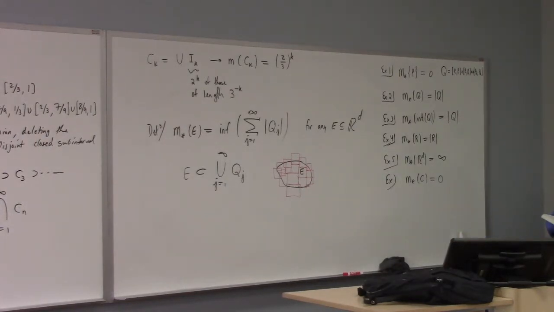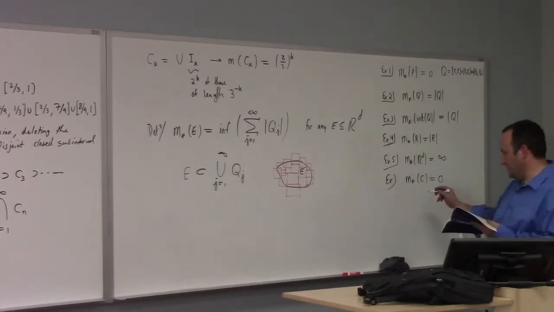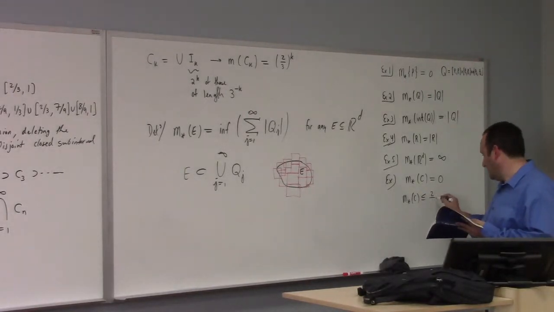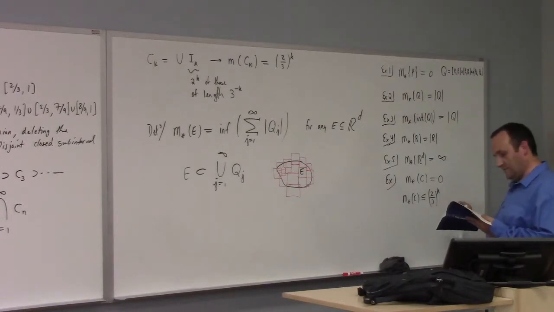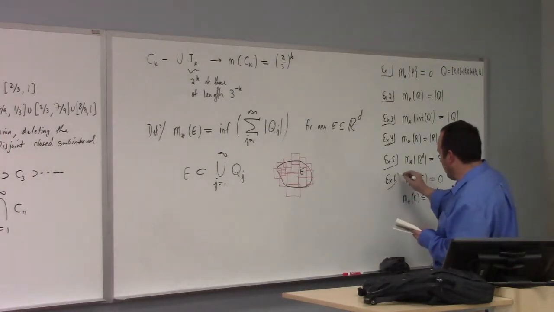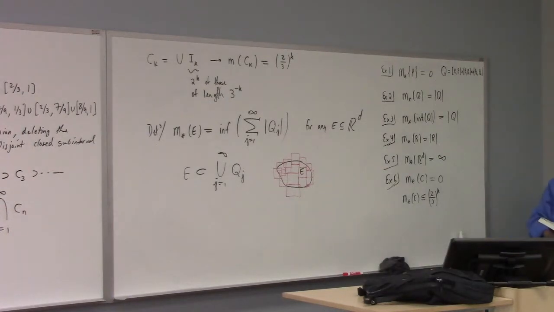So, his argument is basically that m star of C is less than or equal to (2/3)^k for all k. That's how he proves that. All right, so these are all examples of the exterior measure.